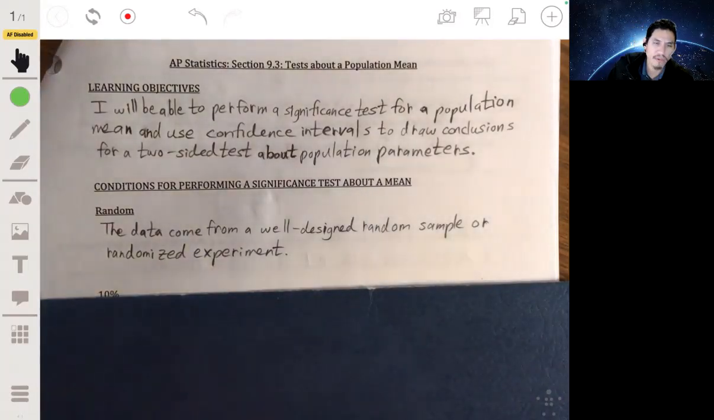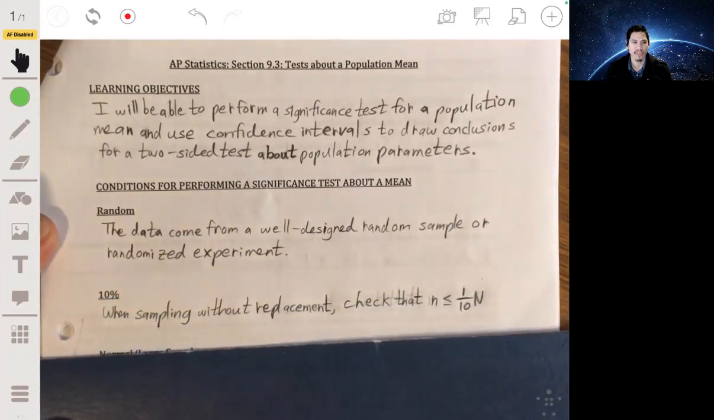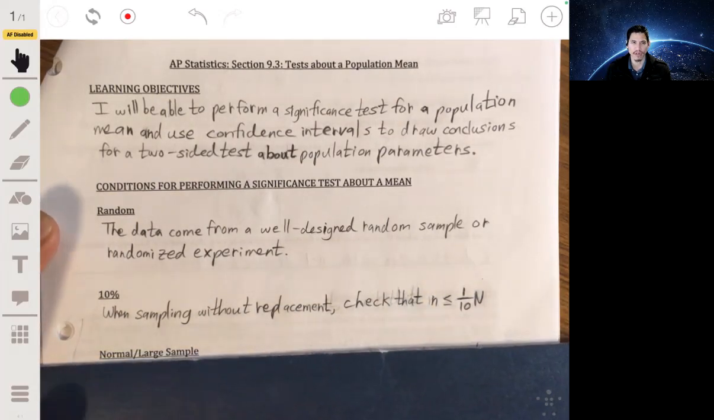Okay, so now we're going to go over how we perform a significance test for a population mean. Just like with significance tests for population proportions, we have to check conditions, the same ones we used when we constructed confidence intervals for a mean. We need the random condition: make sure the data comes from a well-designed random sample or randomized experiment. Then the 10% condition: make sure you take no more than 10% of the population. And a normal, large sample.